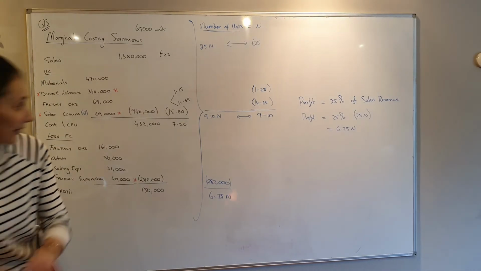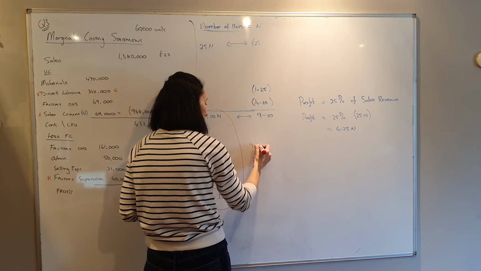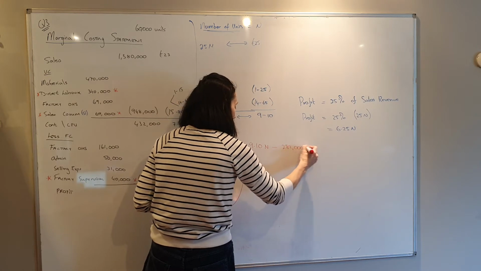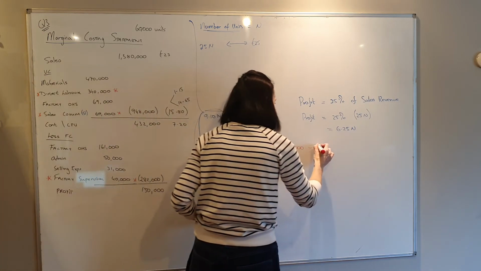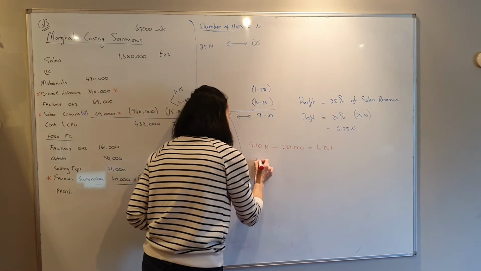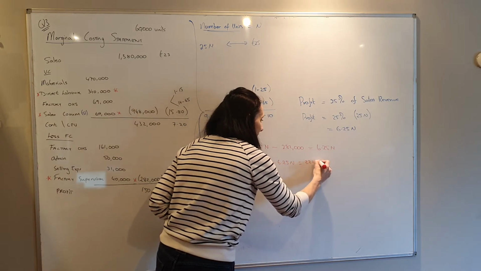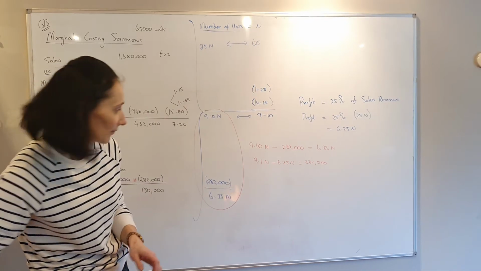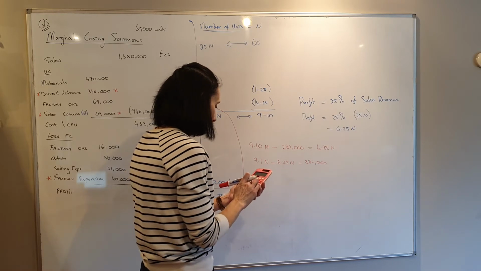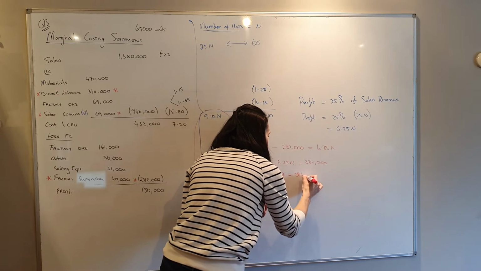So what you would be doing here then is you're just going to write this down as an algebra expression: 9.10N minus 282,000 is equal to 6.25N. Now, always with your algebra, letters to one side, numbers to one side. 9.1N minus 6.25N is equal to 282,000. So 9.1 minus 6.25 is 2.85N is equal to 282,000.